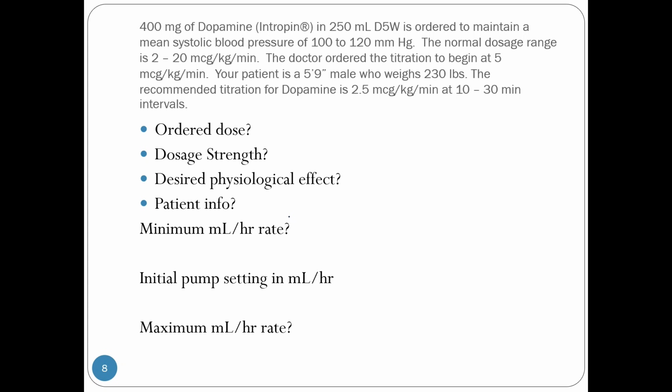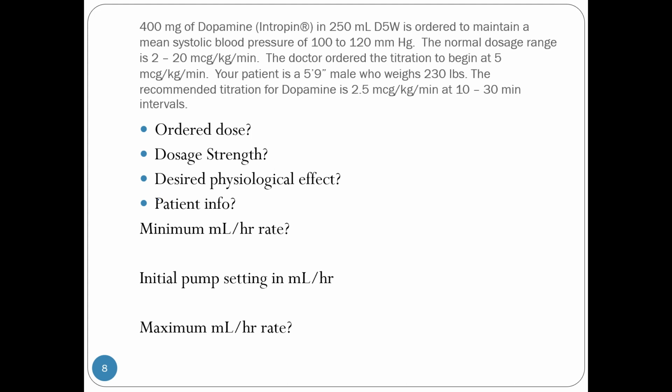Welcome to a video on this example of a medication that is being titrated or adjusted. When I am reading the problem, I want to be paying attention to what is the ordered dose, the dosage strength, the desired physiological effect, and the patient info.